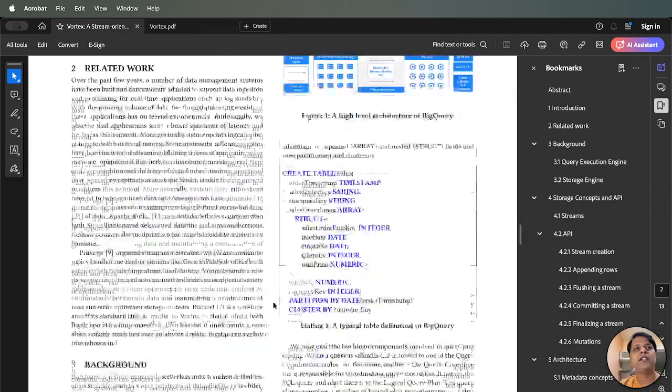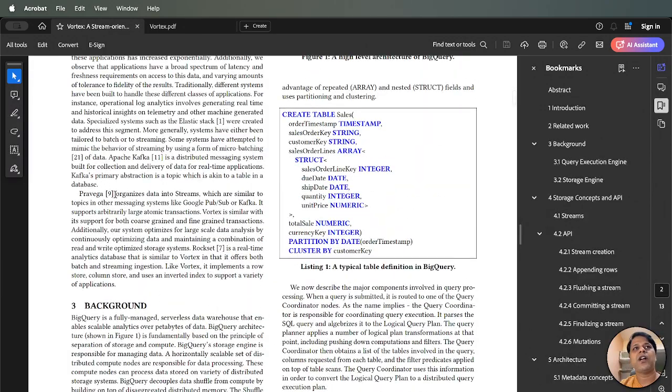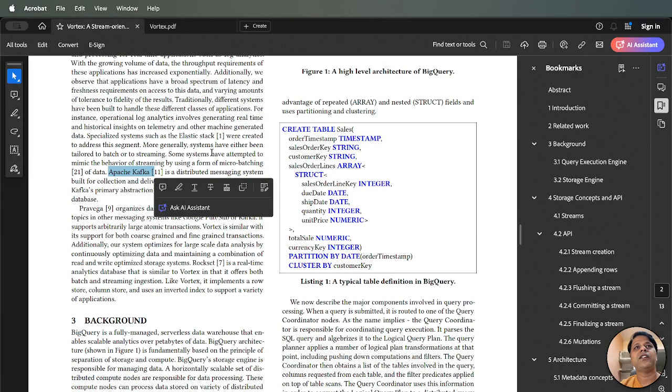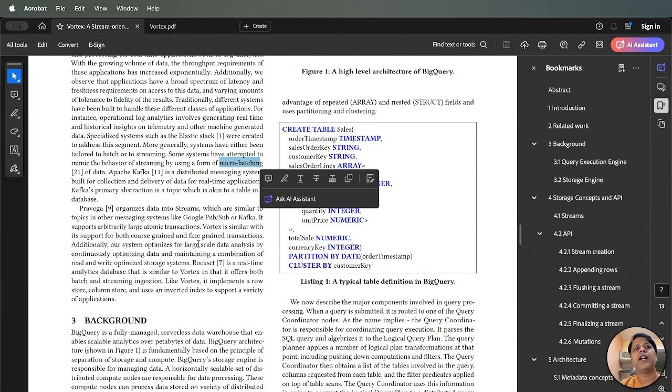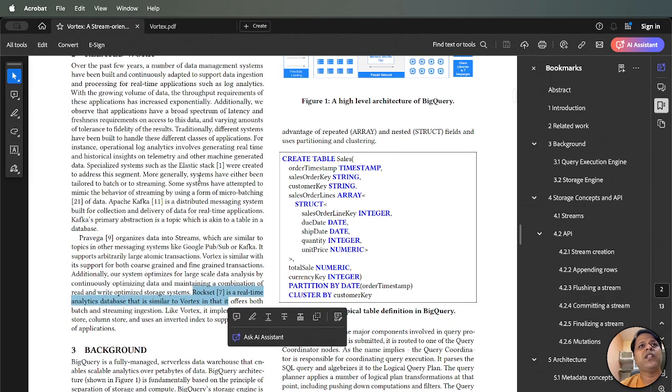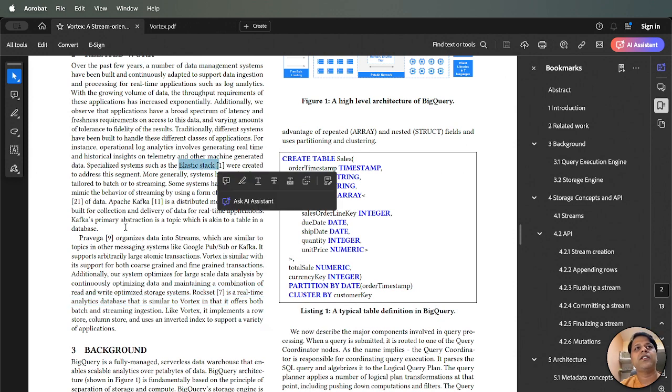Okay, and then the related work, we talked about Kafka, right? And then we talked about micro batching, and then Rockset. So these are some of the systems, and also Elastic Stack for the logs analytics. We already talked about how they are related, solving similar problems, but because the focus here is more on BigQuery natively supporting data ingestion for the streaming data in the data warehouse, this is a different challenge.